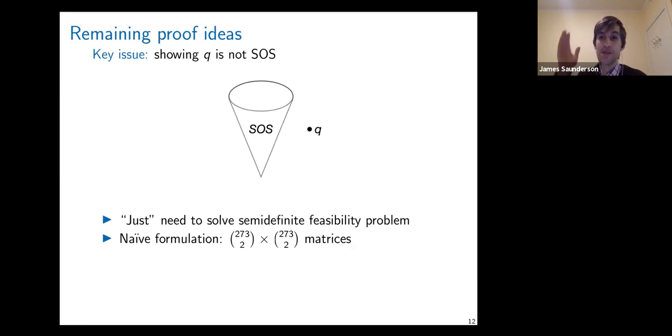All I need to do is find a separating hyperplane between the cone of sums of squares, which is a nice closed convex cone, and this form Q, which is meant to live outside. Okay, but the problem with this is that if you do this naively, the sum of squares SDP is going to have matrices of size 273 choose 2 by 273 choose 2, which is on the big side for SDP solvers. Okay, so what do we do?